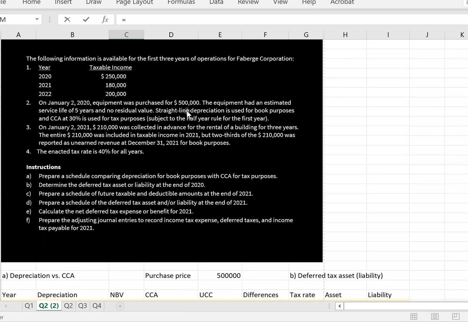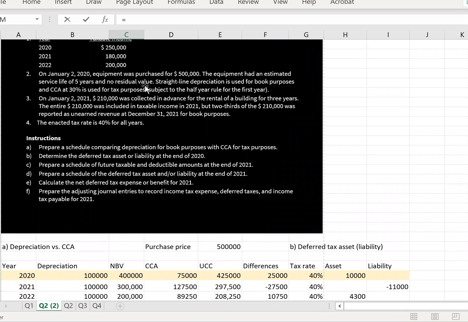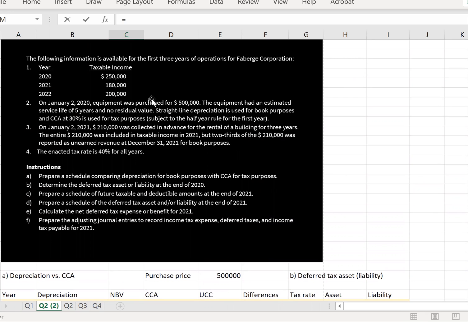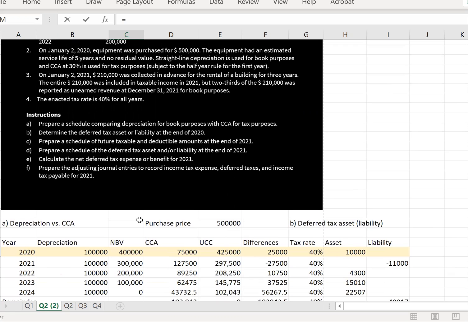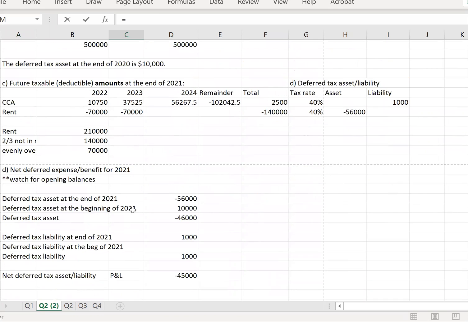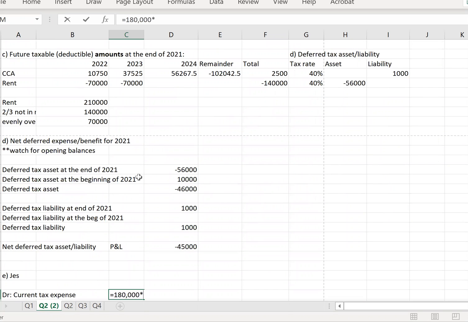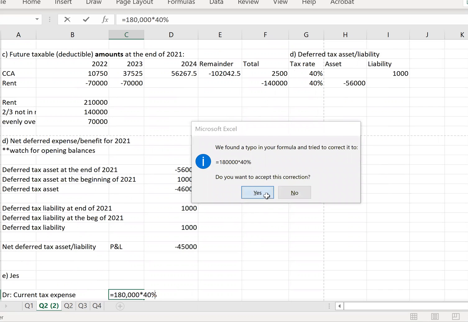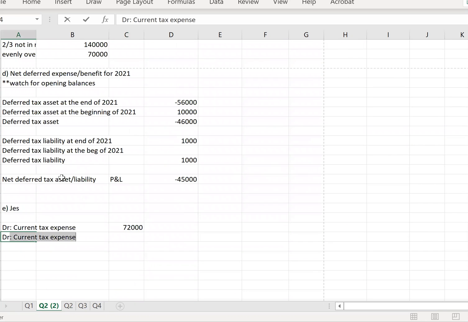So if we look up at the question, we've got, where is it? Or taxable income, sorry. So we've got, what year are we looking at? For 2021, we've got 180,000 times the tax rate of 40%. And we're going to have credit income tax payable for the same amount. Really important that you pick up the right year here for the taxable income that we're given. And then we're going to have our deferred tax entry.